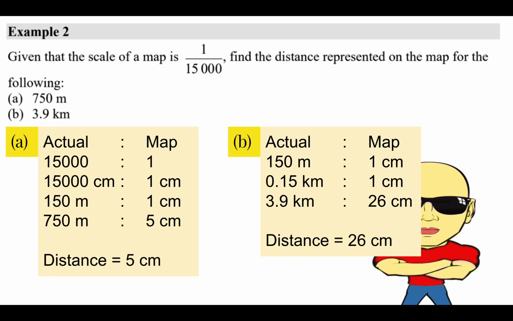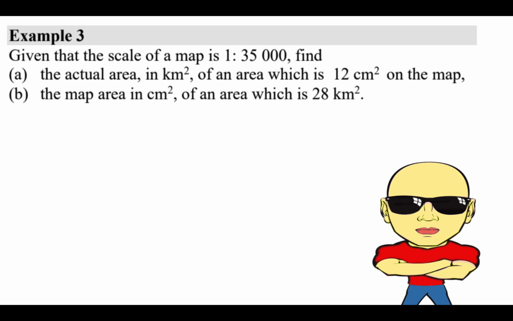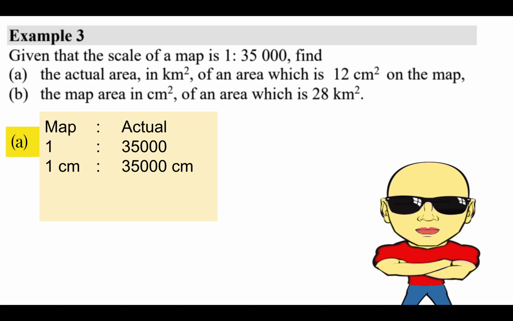All right, let's move on to example 3. In example 3, we are given the scale of a map, 1 is to 35,000. This time round, we are trying to compare area on the map as well as actual area. So how do we do that? Let us watch this, right? First, we start with the scale. We will have 1 is to 35,000. Then the next logical step is to insert our units. So 1 centimeter is to 35,000 centimeters.